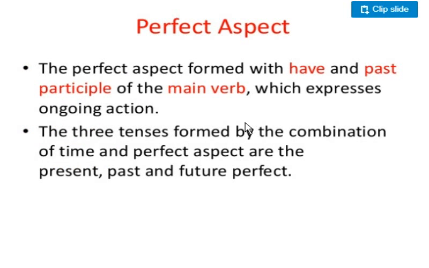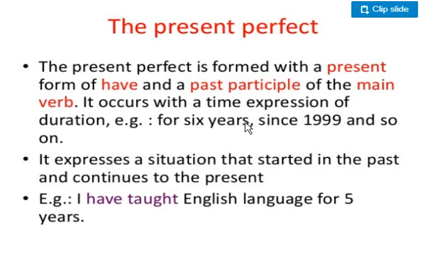Next, perfect. Perfect aspect. The perfect aspect is formed with "have" and the past participle of the main verb, which expresses a completed action. The three tenses formed by the combination of time and perfect aspect are the present, past, and future perfect. The present perfect is formed with the present form of "have" and the past participle of the main verb. It occurs with a time expression of duration, for example, for 6 years, since 1999, and so on. It expresses a situation that started in the past and continues to the present.